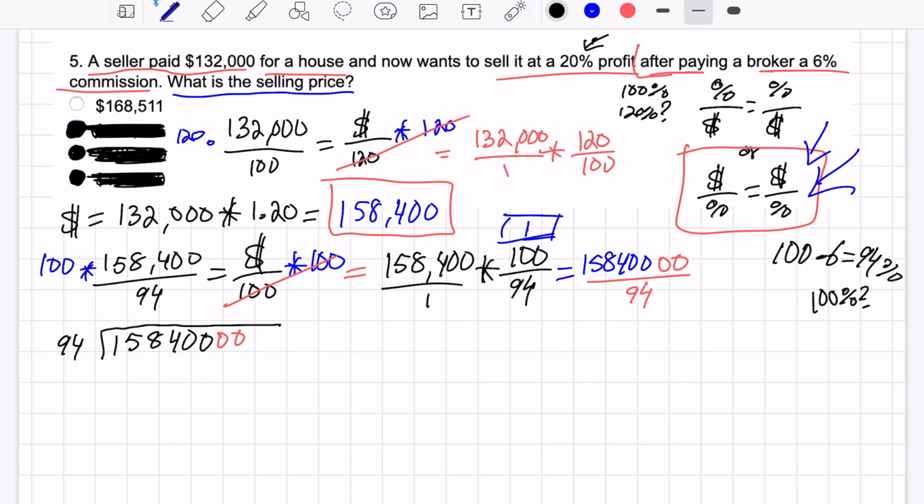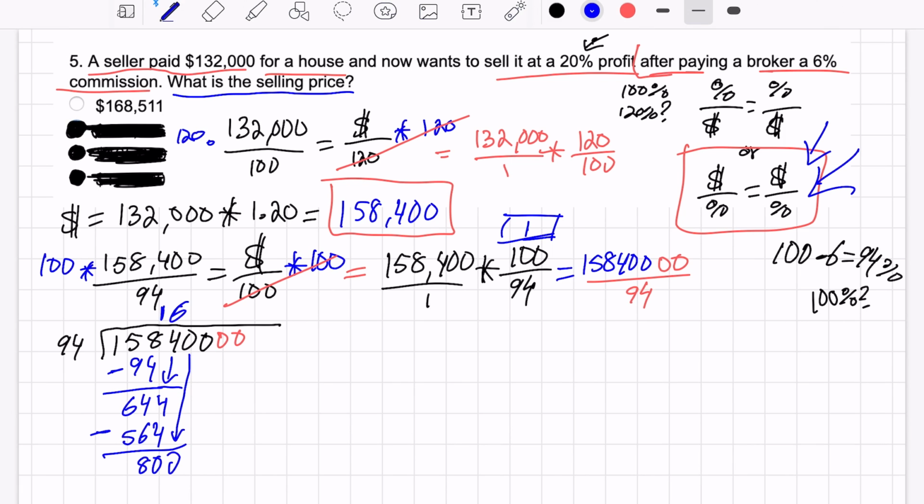So 94 goes into 158 once, and that will be 94. We subtract that, 158 minus 94, we get 64. And now we're ready to bring this 4 down. So how many times does the 94 go into 644? And that will be 6 times. So 6 times 94, we get 564. And then we subtract that. So let's compute that real quick. So that's 80. We bring this 0 down.